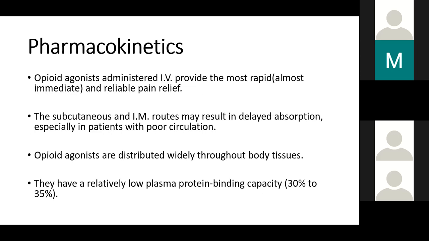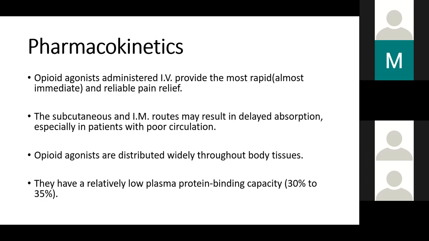The once administered IV provides the most rapid pain relief. It's almost immediate, and the pain relief is reliable. The subcutaneous and the IM routes may have delayed absorption, especially if the patient has poor circulation, because you know that for a drug to be well absorbed, you need a good circulatory system to convey the drug from the site of administration to the rest of the body. And that's where the circulatory system comes in.